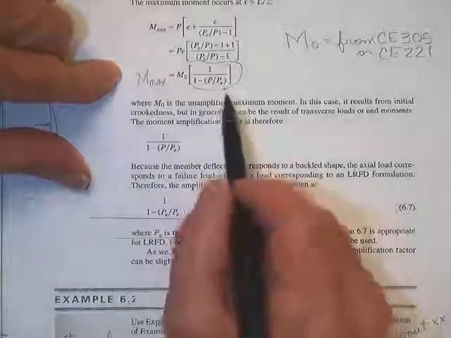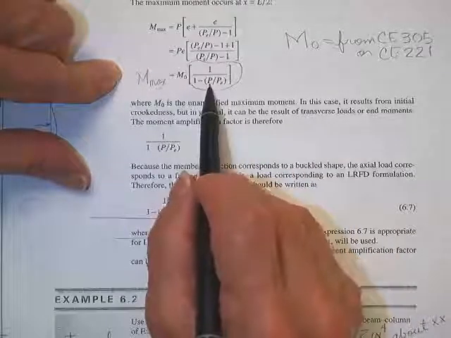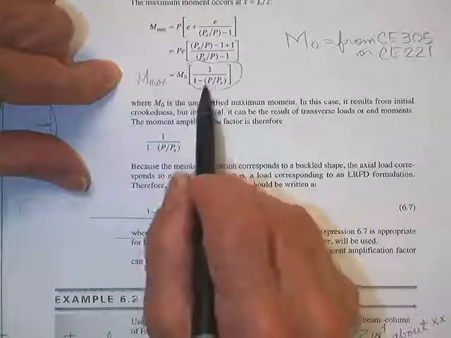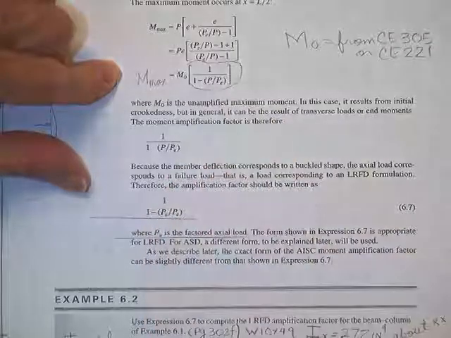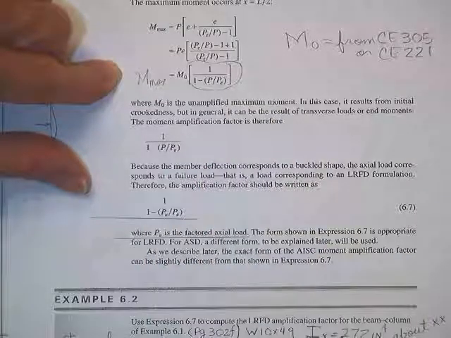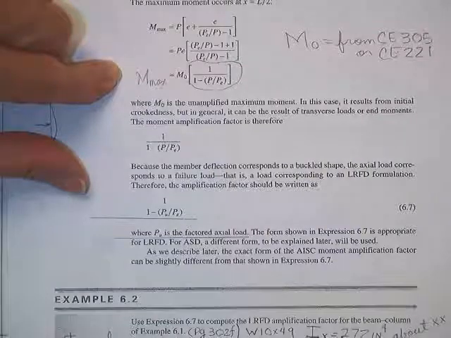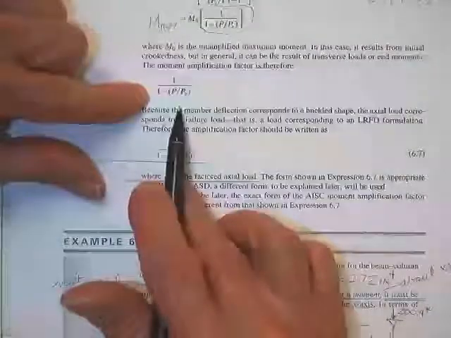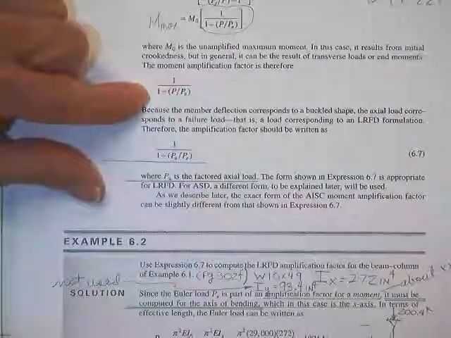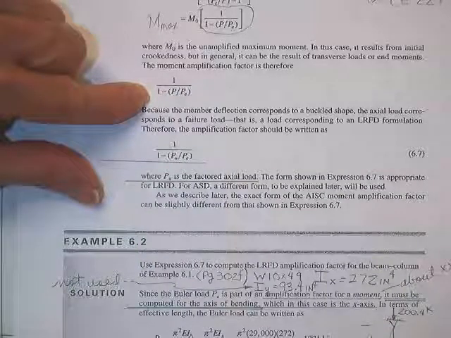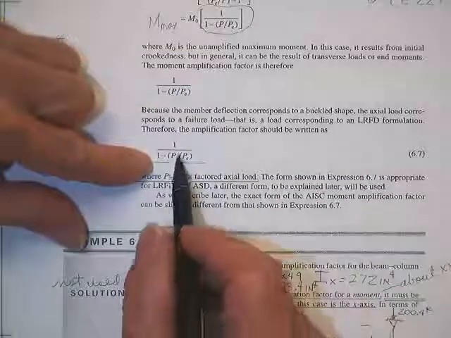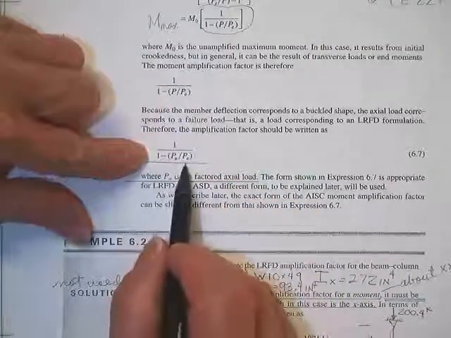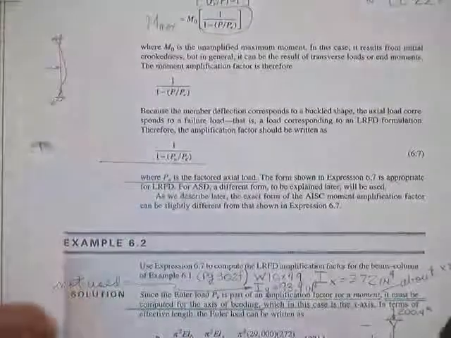That's an amplification factor. Look what happens when you start requesting the Euler load. Euler load over Euler load is 1. 1 minus 1 is 0. 1 over 0, it's infinitely increased, which for all intents and purposes, when it collapses, is what it looks like. So this is your moment amplification factor if you put a load on a non-straight member. For us, forget a lot of stress people, the load P is your ultimate request, and P sub Euler is the Euler buckling load.